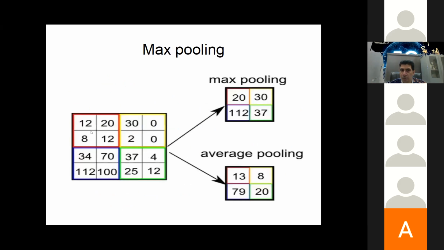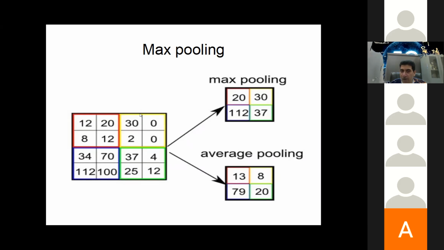Maximum pooling: if this is moved, the maximum of this particular portion is 20, so 20 is coming. The maximum of this portion is 30, so 30 is coming. The maximum of this is 112, so 112 is coming. The maximum of this is 20. Sorry, I missed one, it should have been 25. Sorry, this is 37. Okay, this is maximum pooling and this is average pooling.